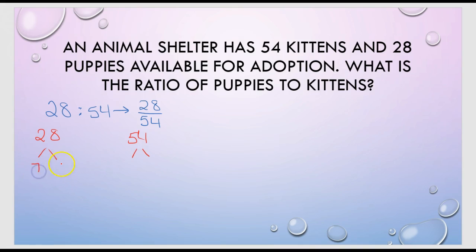28, I think of 7 times 4, and then I think of 2 times 2. Now 54, the only ones I can think of are 9 and 6, which are going to give me 3 and 3, and then 3 and 2. So looking at this, the only ones that we have in common are going to be this 2 and this 2. So our greatest common factor is 2, so now that's what I need to divide by. I'm dividing by 2 over 2.